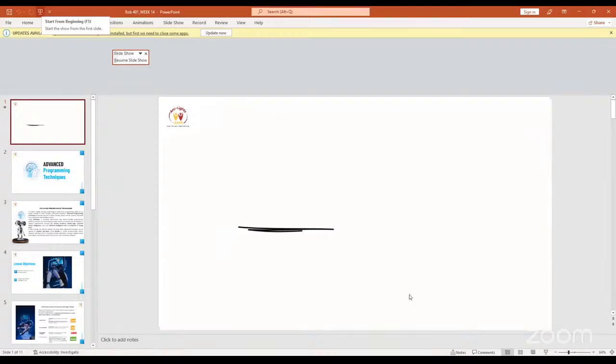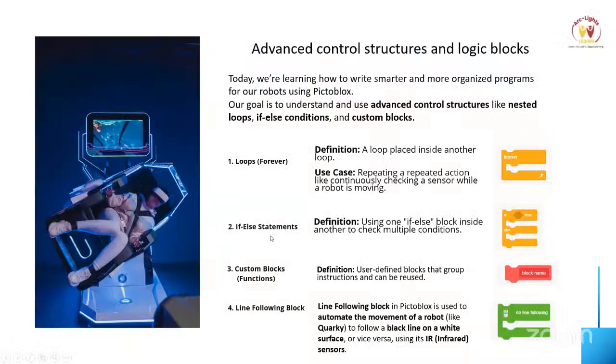So that is the for loop. The same thing, the if else system. The if else system works using one if else block inside another to check multiple conditions. All right. Now that is what happens to check multiple conditions. What does that mean?